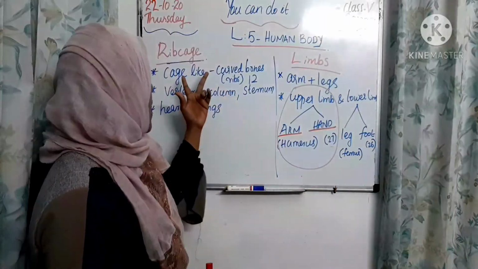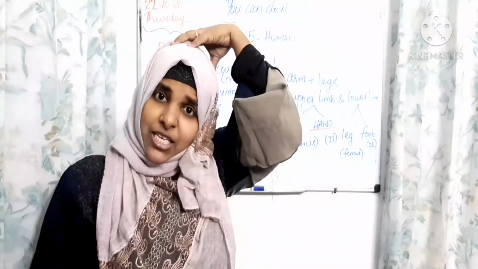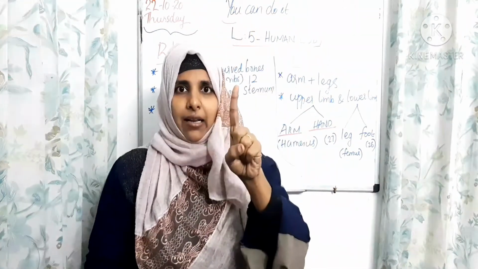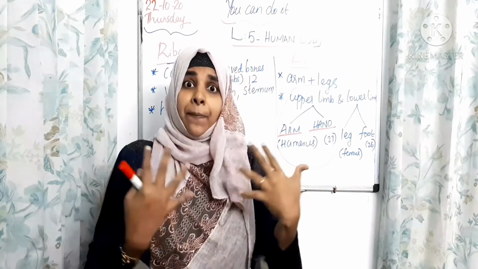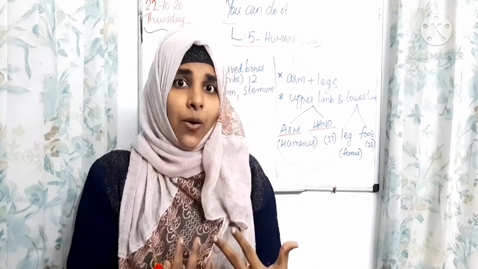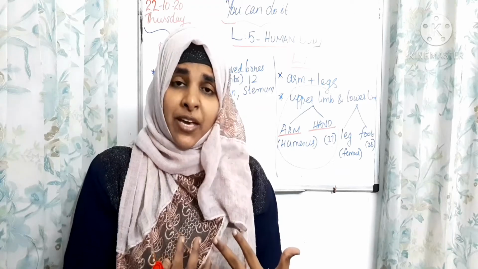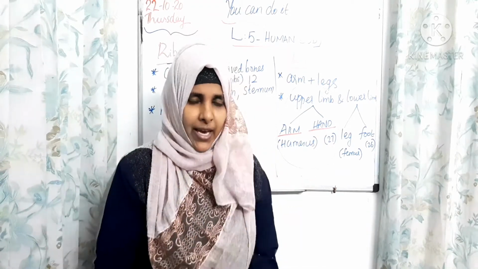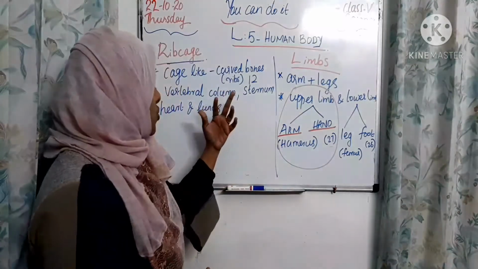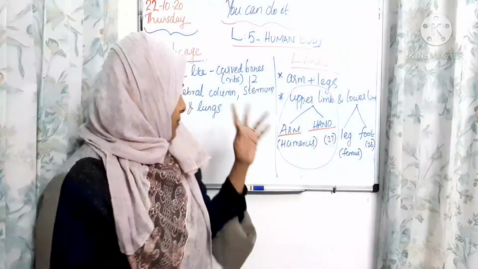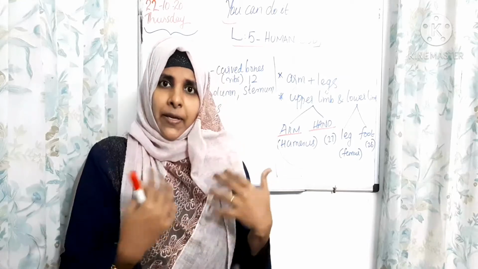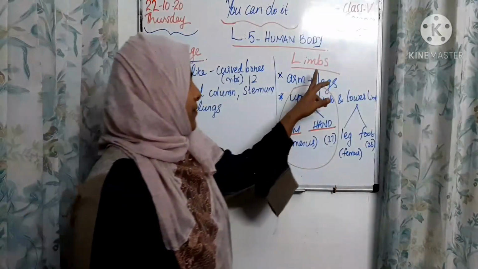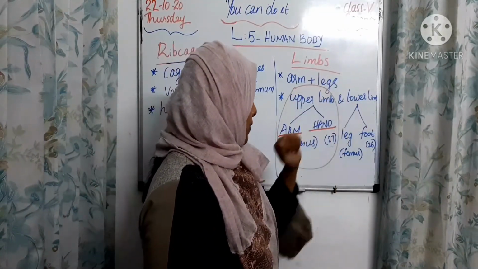Our brain is protected by the skull. But our heart and lungs are protected by the rib cage. How many ribs do we have in total? We have 12 pairs of ribs. Right, children? 12 pairs of ribs we have. And the heart and lungs are protected by our rib cage. Clear? And we have upper limb and lower limb.